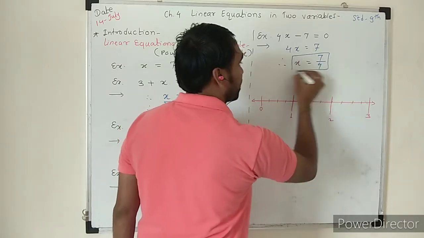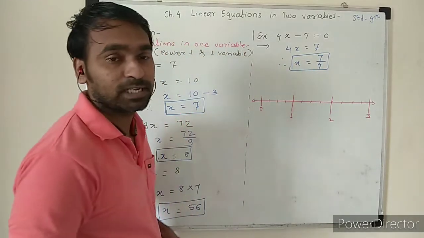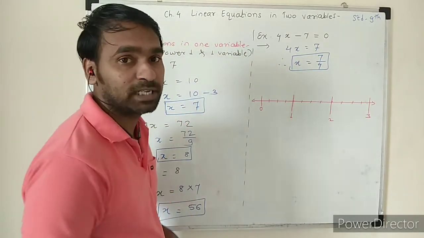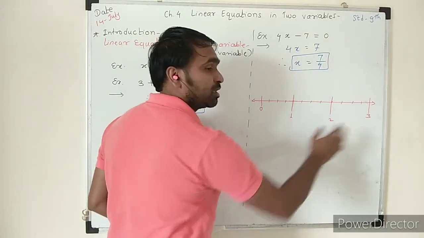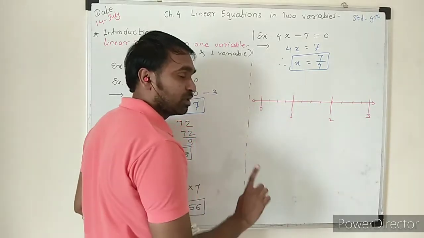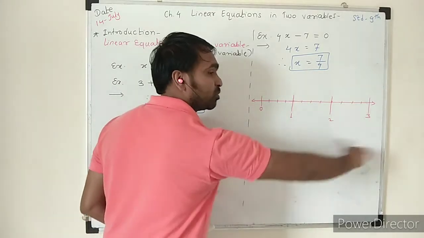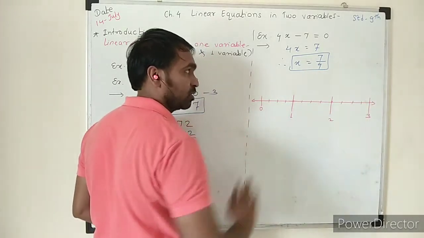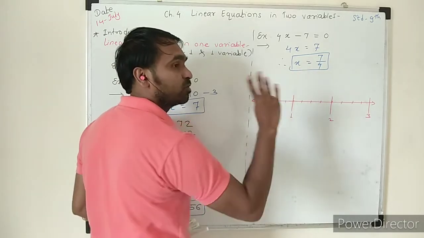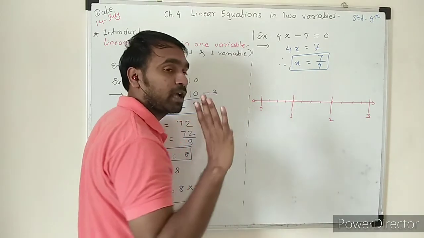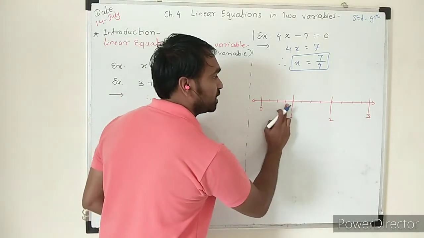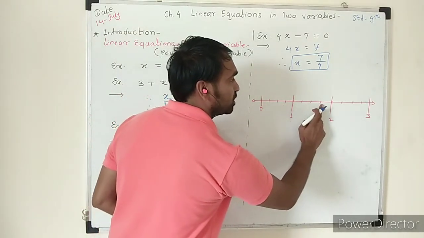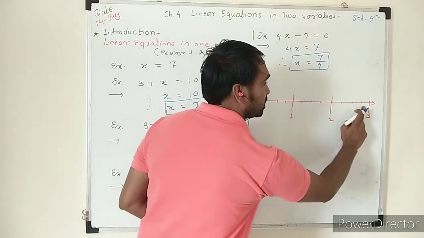So here the value of x is 7 upon 4, in the form of p upon q, that is a fraction. Now represent 7 upon 4 on the number line. Since it is a positive number, I only have to draw the positive side, from 0 onwards. Here the denominator is 4, so between 0 and 1 there are 4 parts: 1, 2, 3 and 4.